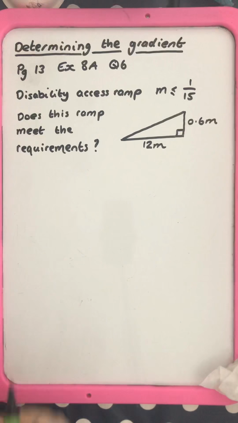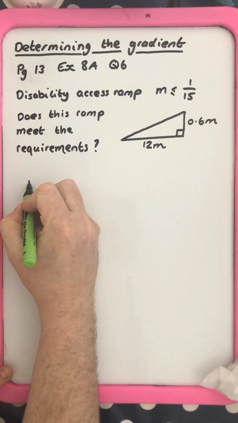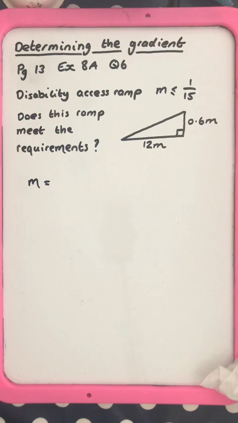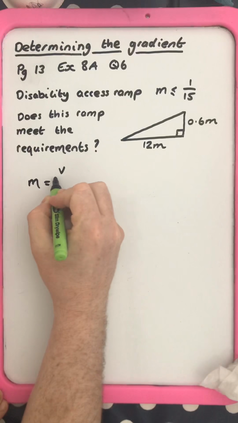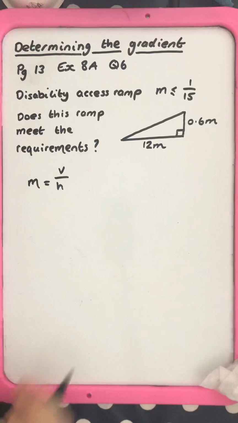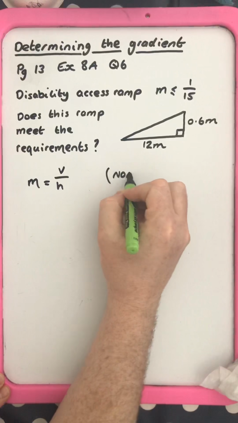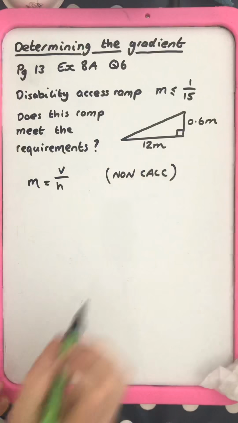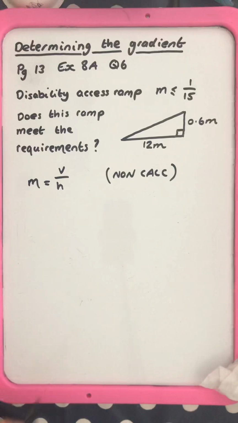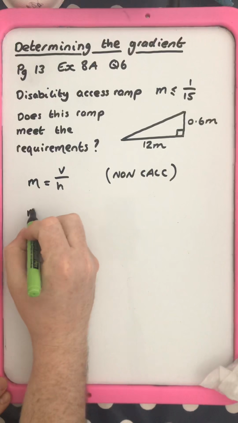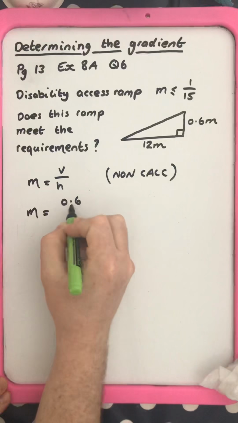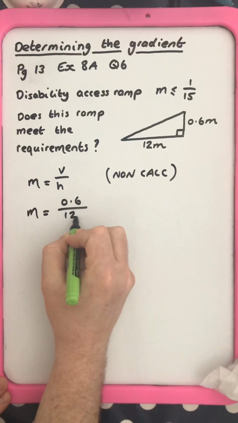Okay, so we know our gradient formula. If we had 2 coordinate points, we'd use y2 minus y1 dividing by x2 minus x1. In its simplest form, the gradient is the vertical distance divided by the horizontal distance. Now, if we were expected to do this non-calculator, you know that I'm a stickler for doing as many questions as we can without a calculator. So let's have a wee look at how we would do this. There's a number of strategies.